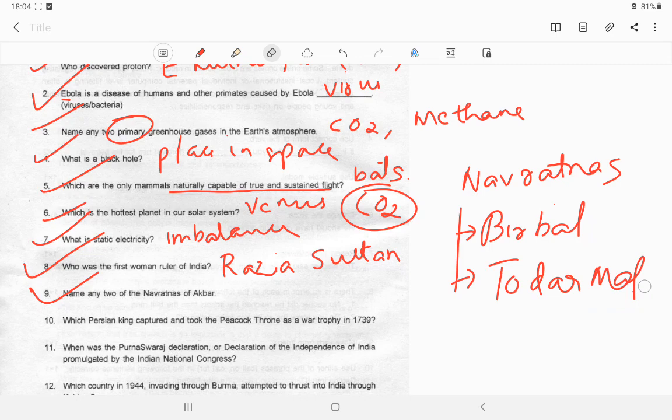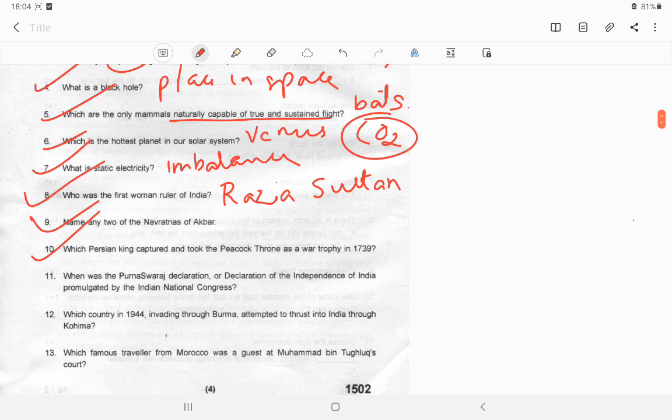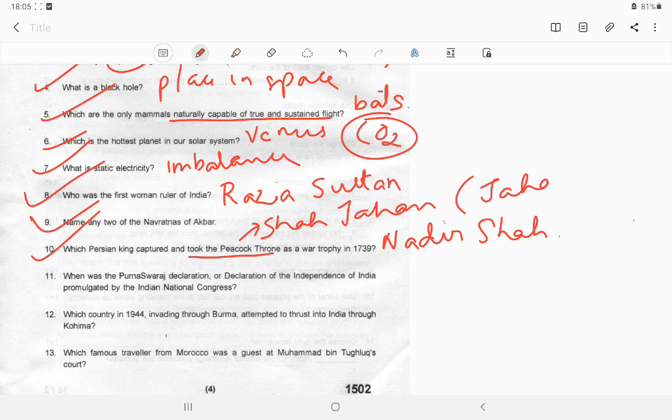Next, which Persian king captured and took the peacock throne in 1739? It was Nadir Shah, a Persian ruler. And this peacock throne belonged to the king Shah Jahan, the Mughal ruler, son of Jahangir.